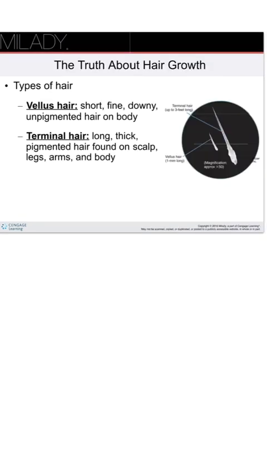The truth about hair growth. There are different types of hair found on the human body. Vellus hair is short, fine, downy, unpigmented hair on the body. A lot of times you'll find this on the face, arms, and legs. Terminal hair is long, thick, pigmented hair that's found on the scalp, legs, arms, and body.